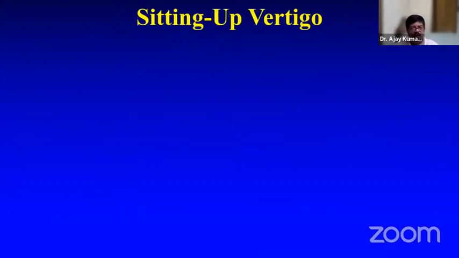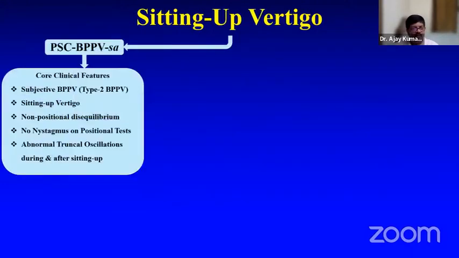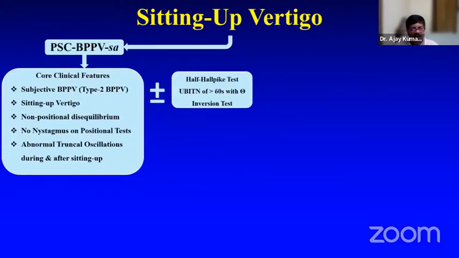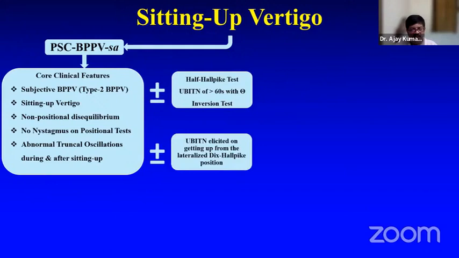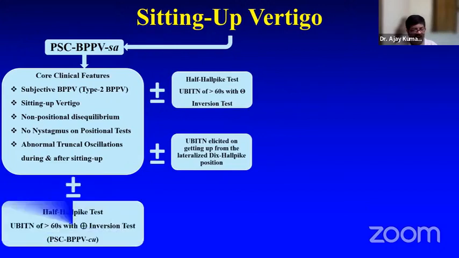Sitting up vertigo is therefore of two types. The short arm, with core features I have already mentioned. Some of them have a half Hallpike test with upbeating ipsitorsional nystagmus for more than 60 seconds with negative inversion test. Some of them have upbeating ipsitorsional nystagmus on getting up from the Dix-Hallpike position. Some of them are associated with posterior cupulolithiasis, where you get upbeating ipsitorsional nystagmus for more than 60 seconds with positive inversion test.